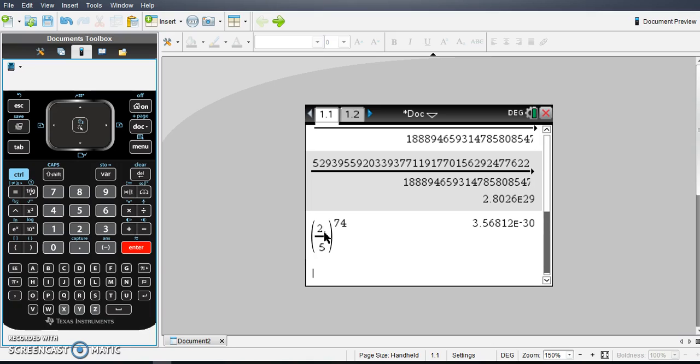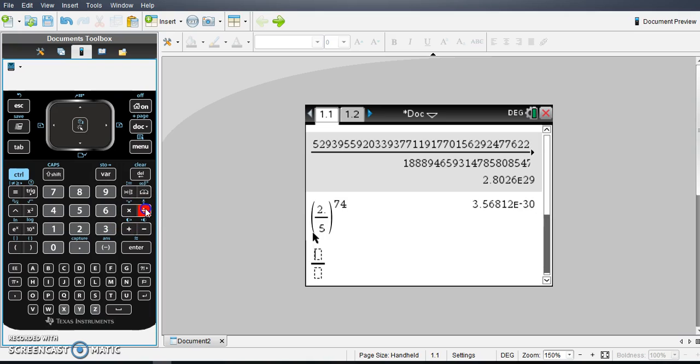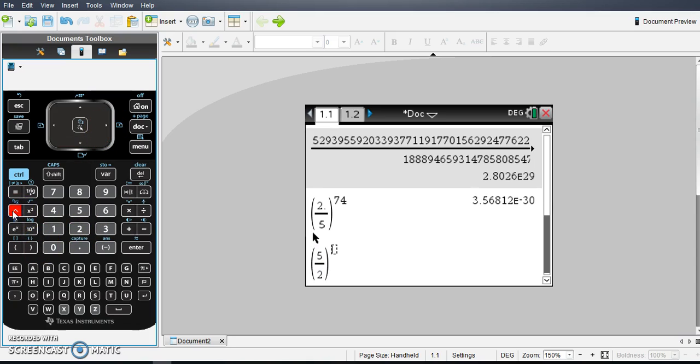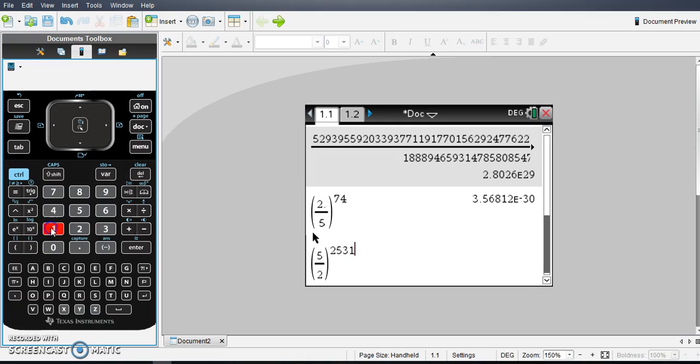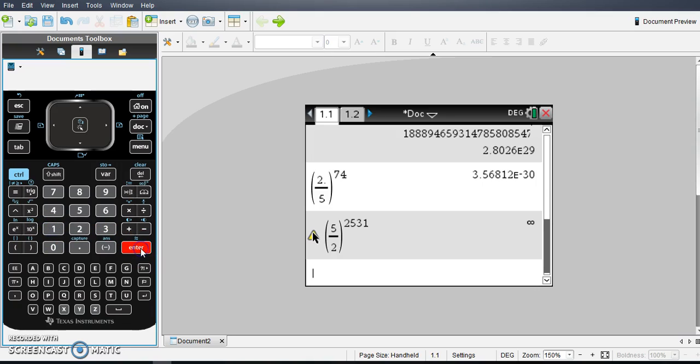You might find, if you have big powers that you're raising things to, that the number you come out with is really, really big, and it might be too big for the calculator to deal with. And I'll show you what you get if that happens. So if I put in a fraction, and let's say I have, again, 5 over 2, and I raise that to the power of 2,531, and I press enter, you'll see that I get this infinity sign come out, which of course means it's really, really big, and I get an error message come on this side.